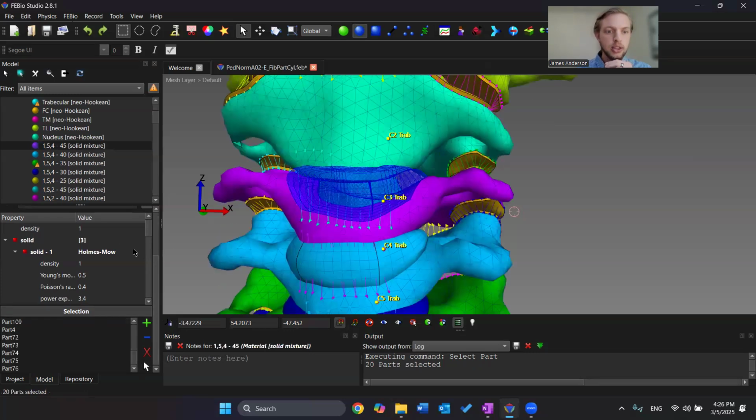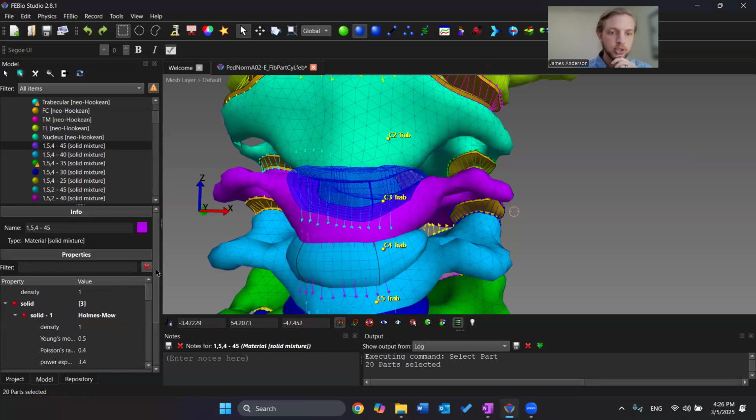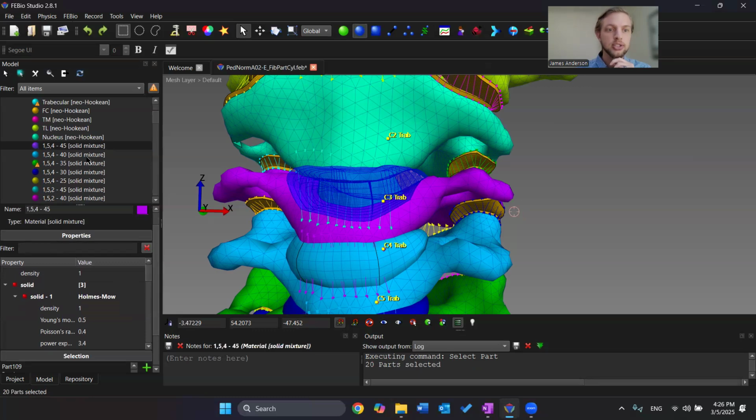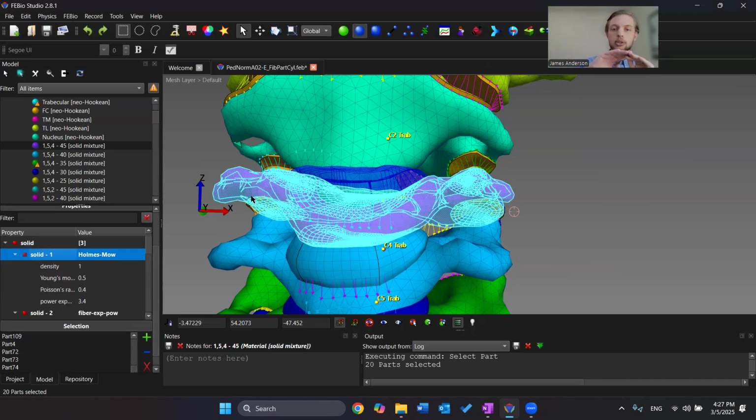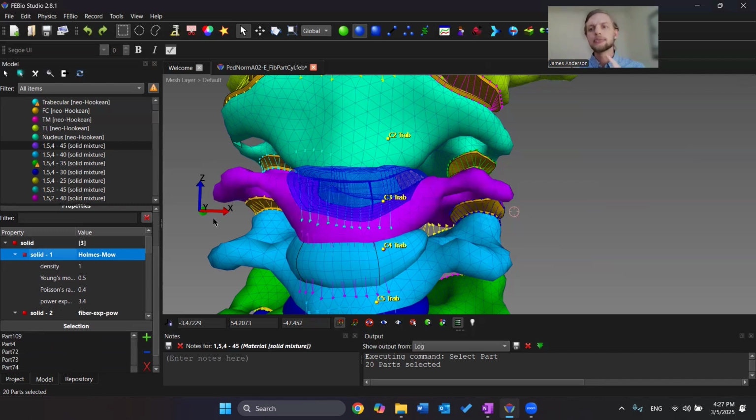And so this is made up of a very special material definition. So it is a solid mixture. What does that mean? The solid mixture just means we take multiple material definitions and combine them into one. So what are our material definitions? Solid 1 is a Holmes-Mow definition, which there's more information on that on FEBio. Basically, it's a hyperelastic material and nonlinear, which represents the intervertebral discs pretty well. A linear material definition is really good for metals and ceramic and things like that, but our biological materials are pretty complicated comparatively.